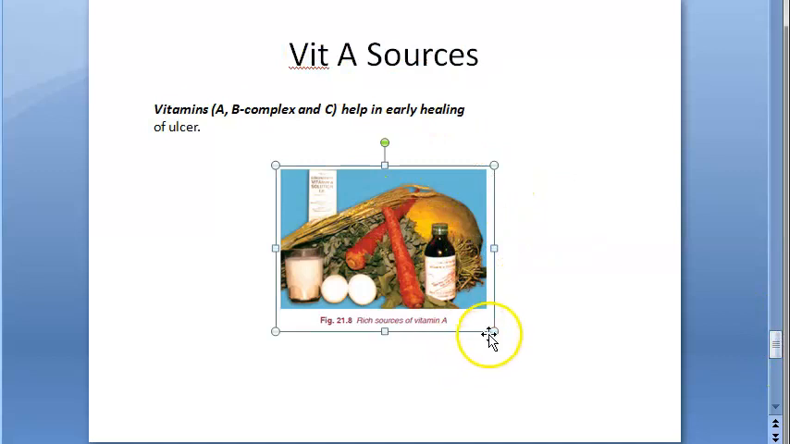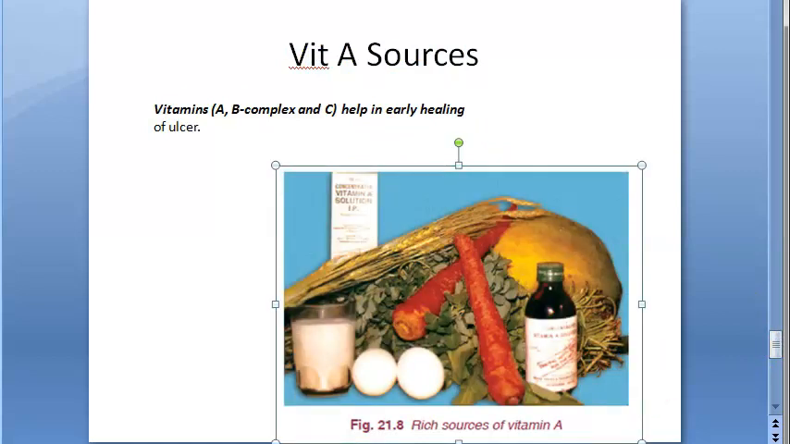A lot of sources are there. Look at them. Carrots, papaya. Is there a papaya there? Yeah. Some green leafy vegetables, eggs. They have shown milk here. And they seem to be showing some supplements. Okay.